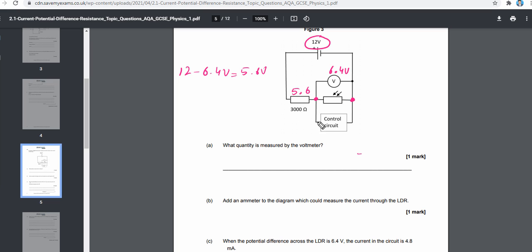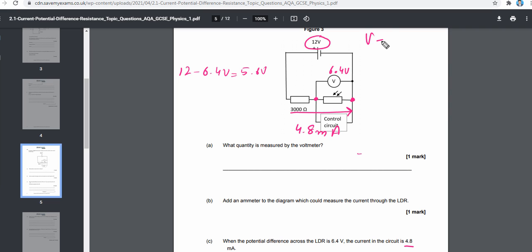Now we have been given the current that is flowing through this LDR, and we have to find the resistance of the LDR. The question is quite simple, as it has been said that a current of 4.8 milliampere is passing through the circuit. As these two resistors are attached in series, 4.8 milliampere of current will pass through each resistor. So we will use Ohm's law and find the resistance of the LDR.